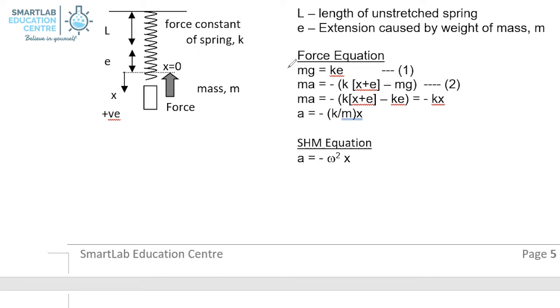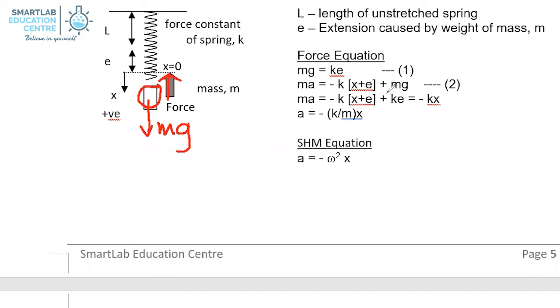Now let's take a look at the force equation. mg is equal to ke, and that is initially when the mass is at rest. The extension is this portion here, indicated on the diagram. L is the initial length of the spring. The net force acting on the mass comprises two forces: one is the elastic spring force, the other is the weight mg.